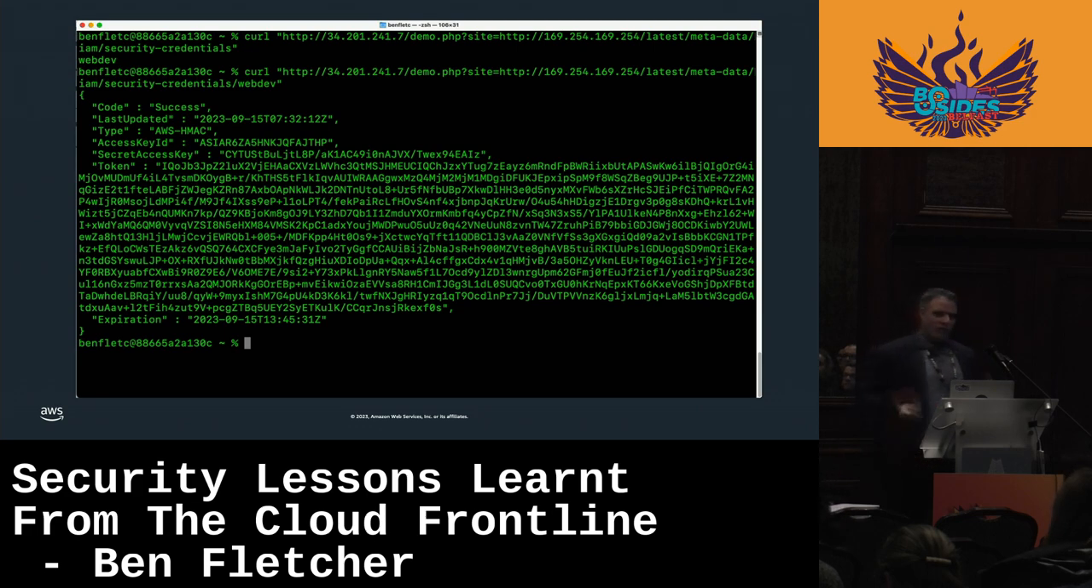And this is called SSRF. This is server-side request forgery. So the EC2 believes this request is coming from inside the EC2. It's not. It's coming from the web app outside of that. And so on. So I now have information there to now assume this role. Hopefully it's admin.